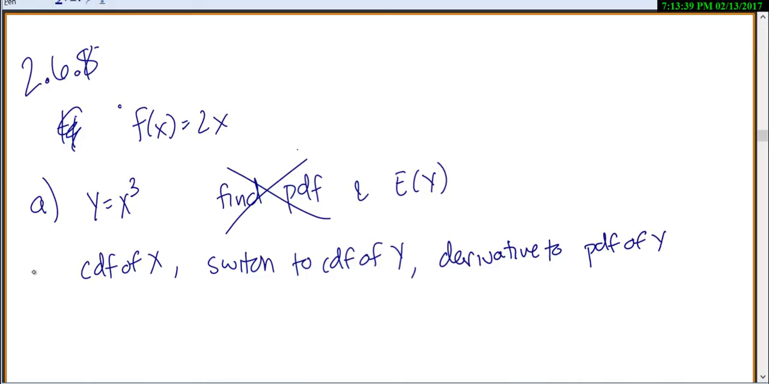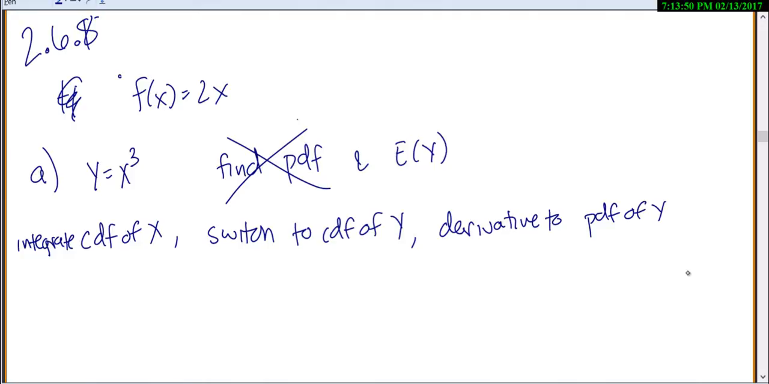Okay, so we integrate to get the CDF of x, switch to the CDF of y, and then take the derivative to get back to the PDF of y. That's way too complicated for me to ask you on the exam. But you can find the expected value of y very easily. What would you have to do? Oh, and this is for x between 0 and 1.